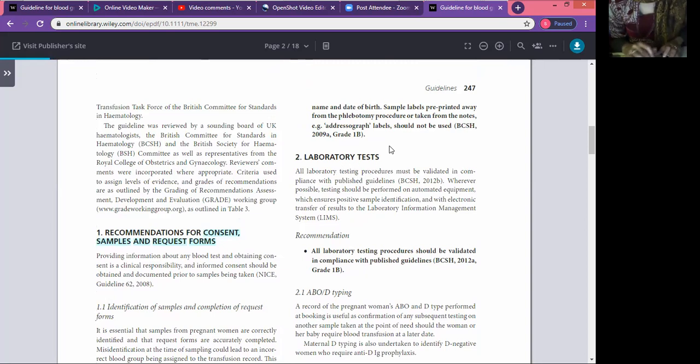The phlebotomist should also sign the request form. The sample should be labeled at the bedside and signed by the phlebotomist, and then the date and time should be noted. All the laboratory testing should be in compliance with the published guidelines previously stated in 2012 regarding laboratory testing procedures.